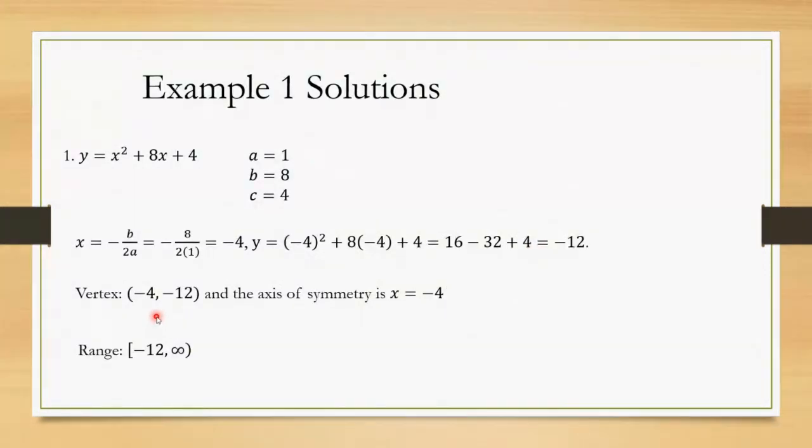So of course we have the vertex. We also have the axis of symmetry. It's always x equals negative b over 2a. Since a is positive, we know what the graph has to look like, at least the general shape of it. The graph is going to open upward. So upward like this.